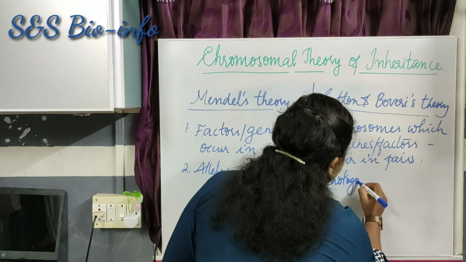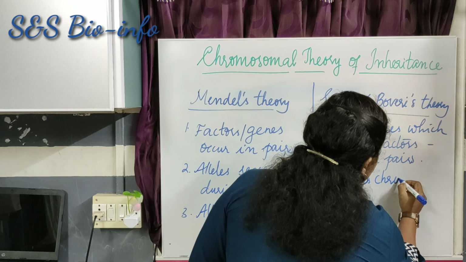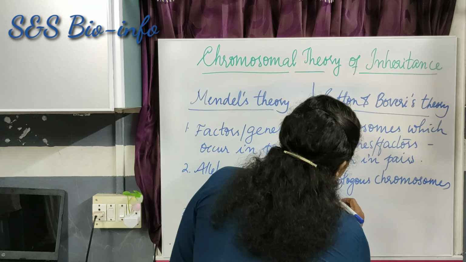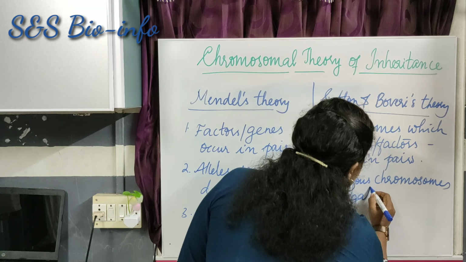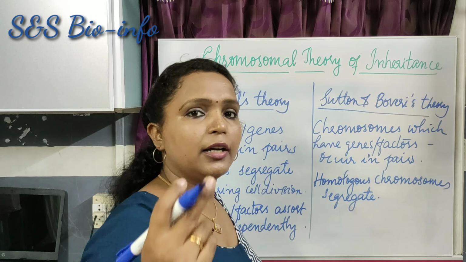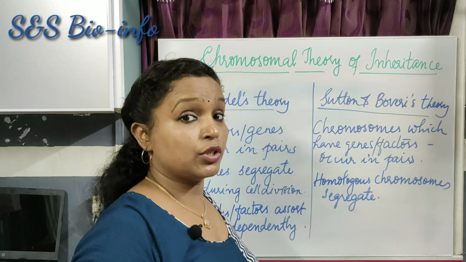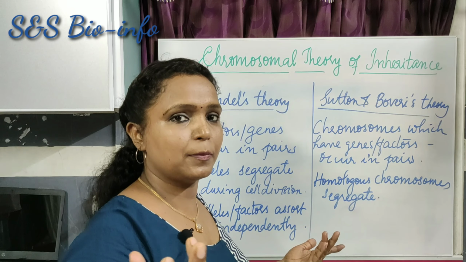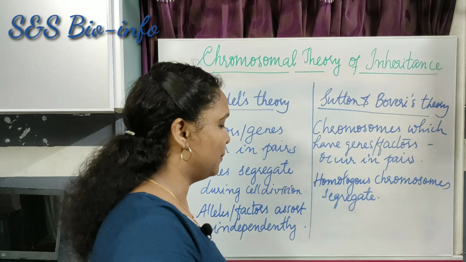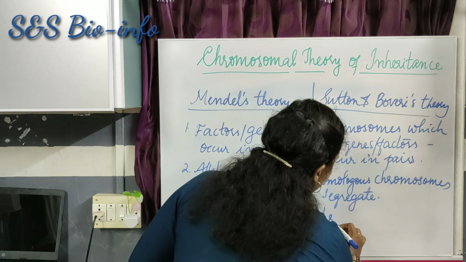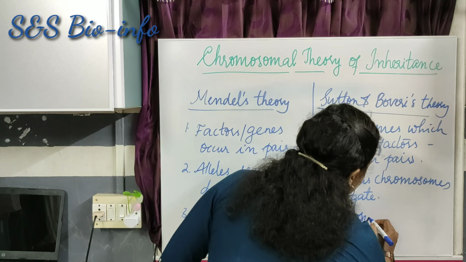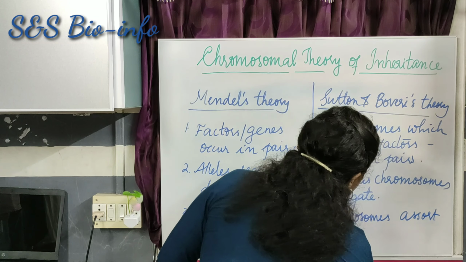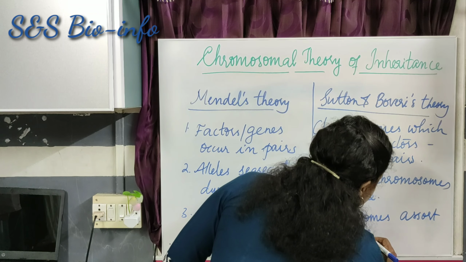Homologous chromosomes segregate. Third point, chromatids assort independently. As chromosomes assort independently, chromatids assort independently, and the alleles also assort independently. So, chromosomes assort independently.